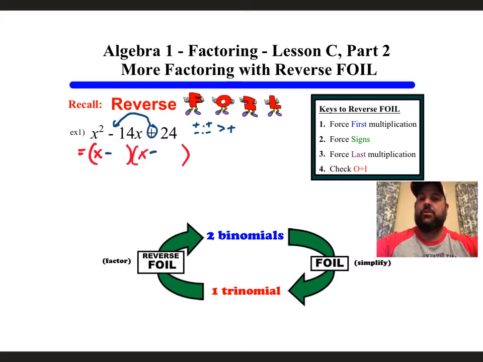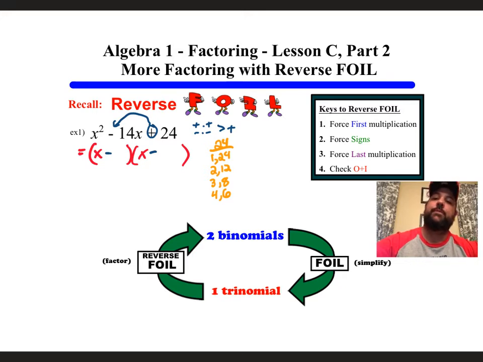And then the last thing we're going to do is figure out what the last term should be by forcing the last multiplication to work out. So we're going to look at what I could multiply to give me 24. And it's always helpful maybe to write out what our factors are. So we have 1 and 24, we would have 2 and 12, we would have 3 and 8, or 4 and 6. And if we're looking ahead, the last step, number 4, is our check step, which tells me that the outside and the inside multiplications should add up to our middle term.